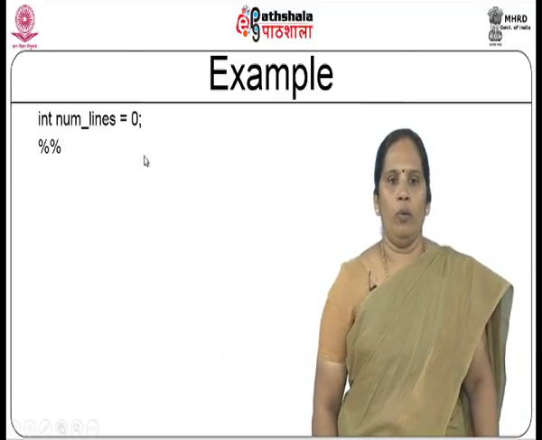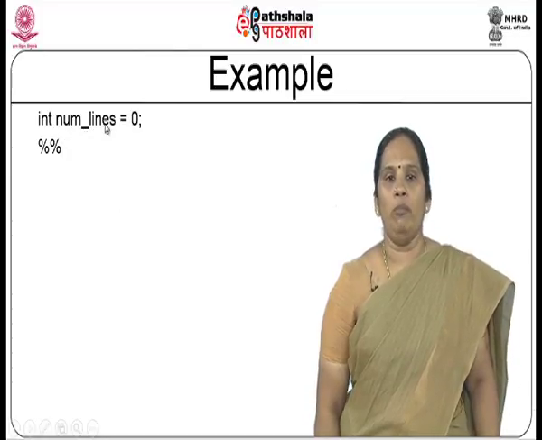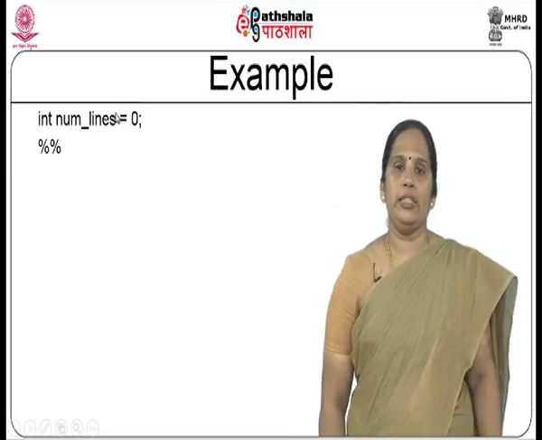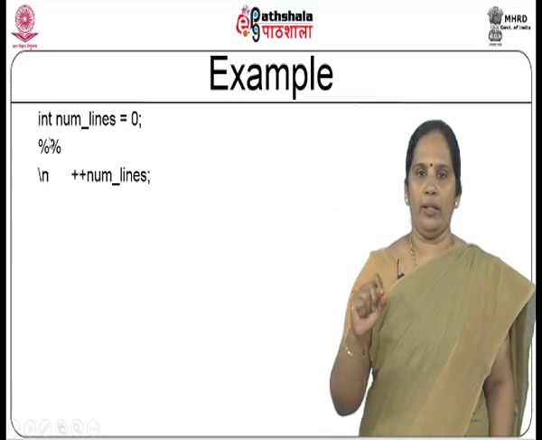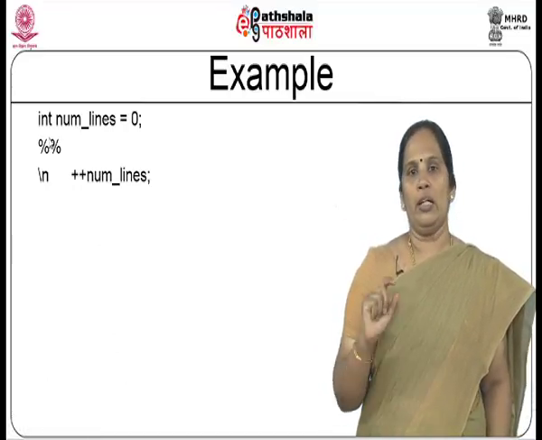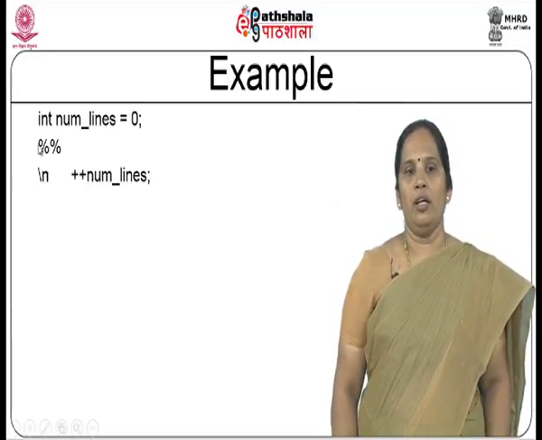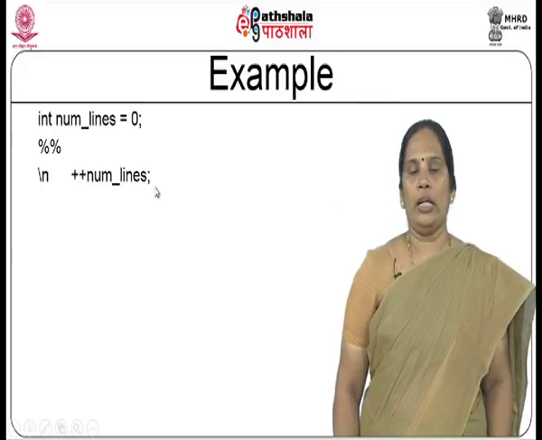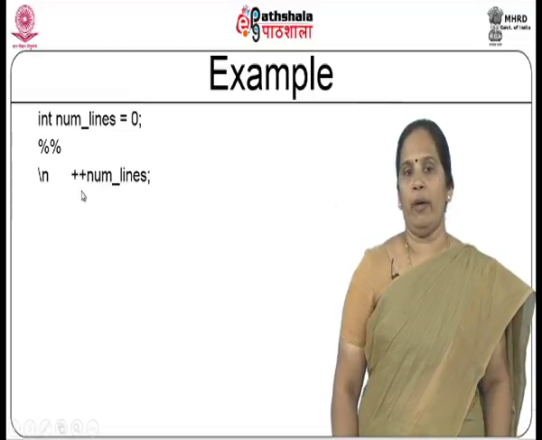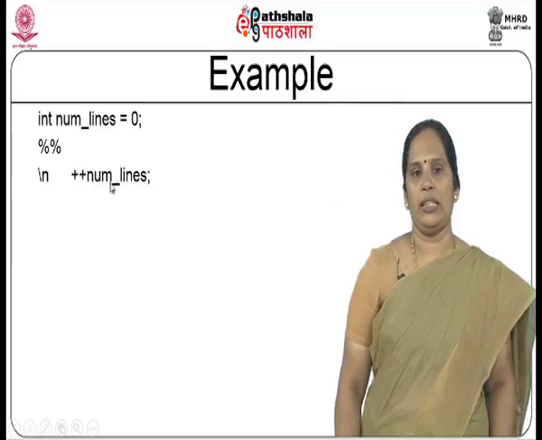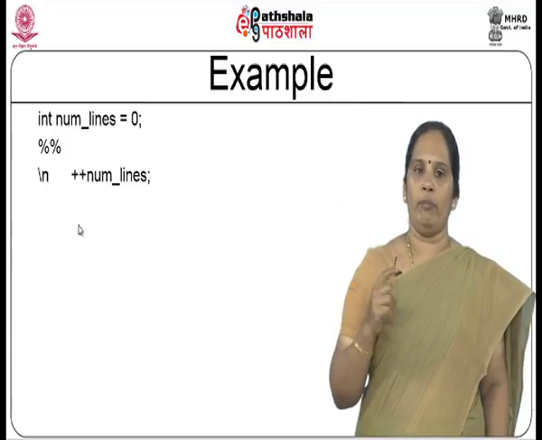This is my declaration section. I am defining a variable called num lines and assigning it 0. It is an integer variable. Then I encounter a double percent, so I know that I am entering the next section, which is the translation rules section. What does my translation rule say here? \n is my pattern, and I am doing an action: simply incrementing the num lines variable by 1, with plus plus num lines. Once I encounter a \n, I increment my number of lines counted by 1.